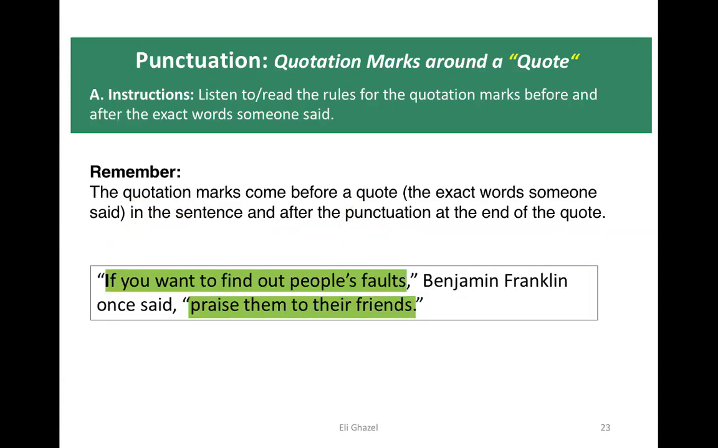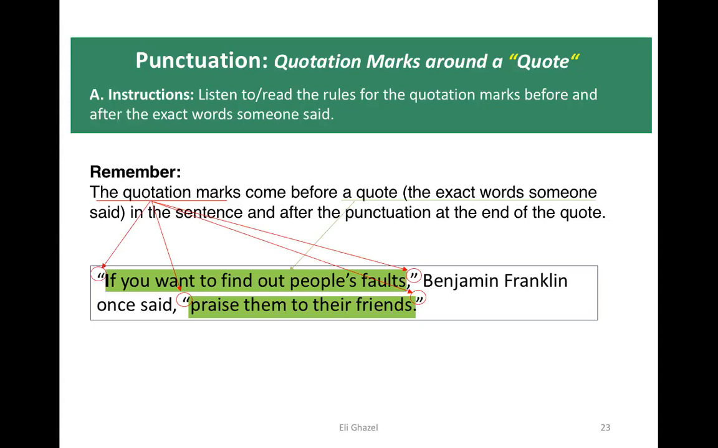Now let's try it where the quote is in the middle. So the quote is broken into two parts and the reporter and the reporting verb come in the middle. So let's look for the quotation marks of the exact words. Oh, there we go. Now we have two sets. One before, one after the first part, and one before and one after the second part of the quote. But the exact words are, if you want to find out people's faults, praise them to their friends. Now, what is the exact quote? This is what we just said, the green one.